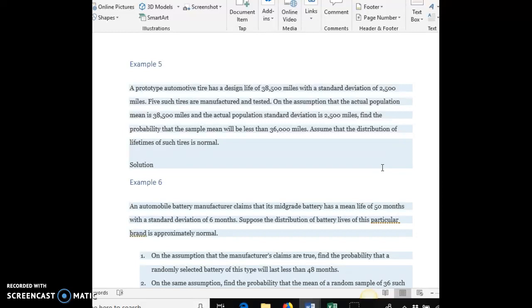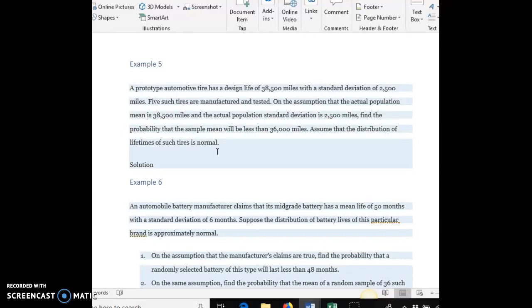Assume that the distribution of lifetimes of such tires is normal. Now, that last sentence is very important for us because we're only looking at a sample size of 5, which means as far as sample size, the central limit theorem will not apply. But we are given that the distribution is normal, which means that we can use our z-score and we can use the norm.s.dist in our Excel. If we did not have that little statement saying that we're going to consider the distribution normal, we could not use that same method of calculation.